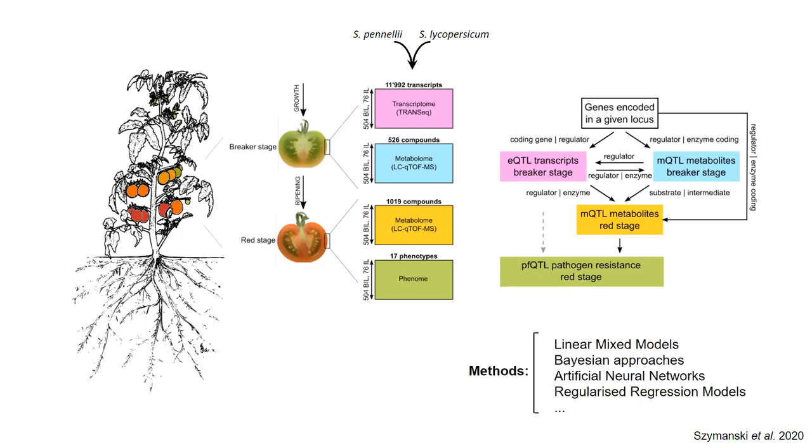Well, we tested multiple statistical and machine learning approaches, such as classical linear mixed models. We tested Bayesian approaches, artificial neural networks, and regularized regression models. What we defined as the best performance was the cross-validated prediction power. And the regularized regression models performed best here. Let me explain what exactly I mean.